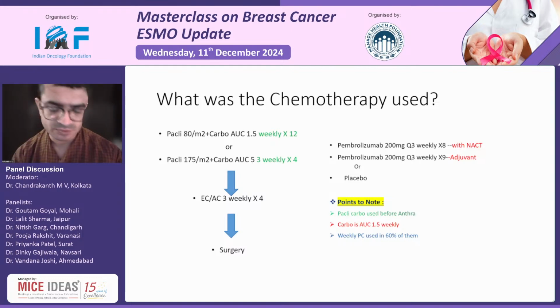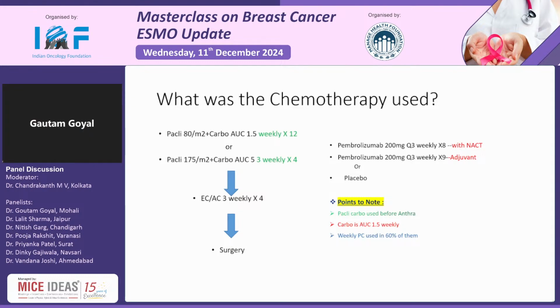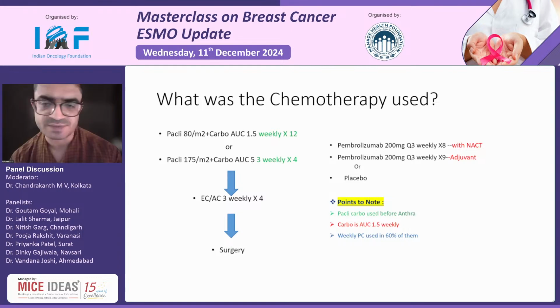Right, very true. If you look into the TMH trial, the dose of Pacli and carbo that was used was a little high, like 100 per meter square, and AUC 2. So there were a lot of toxicities, and probably that is the reason why elderly people didn't benefit. But if you look into the dose of Pacli and carbo in the 522, it is less, like carbo 1.5 weekly, and Pacli is 80 per meter square. So these are some adjustments that you may make.